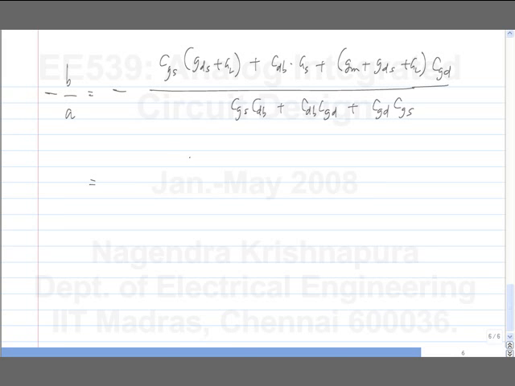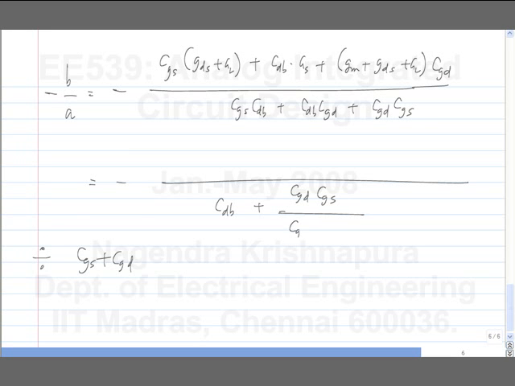Yeah. So that is the strategy we adopted last time also. I'll divide both the numerator and denominator by CGS plus CGD. Okay. So this is what I'll get. Okay. And here I'll get something.